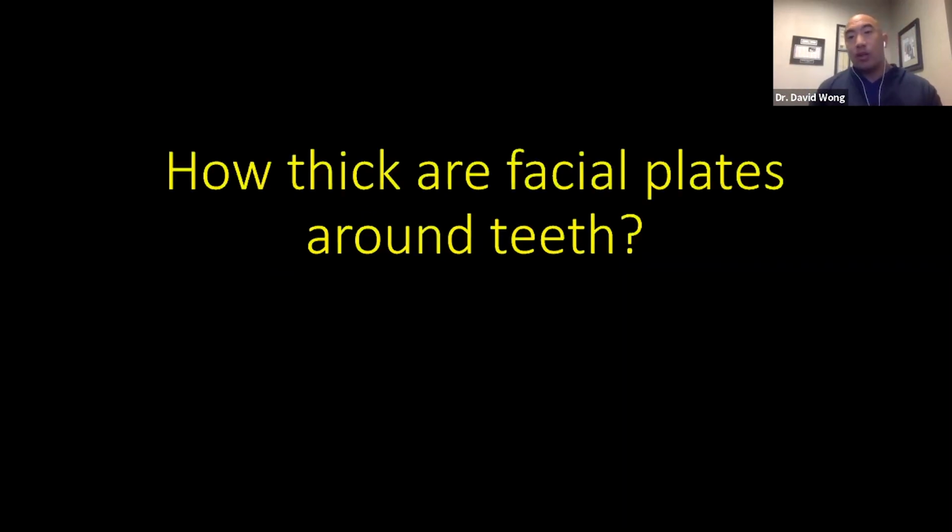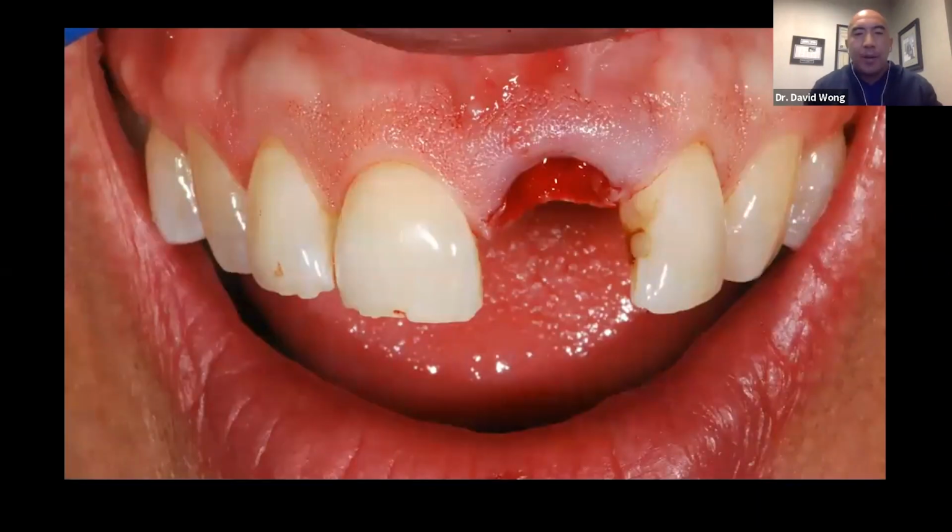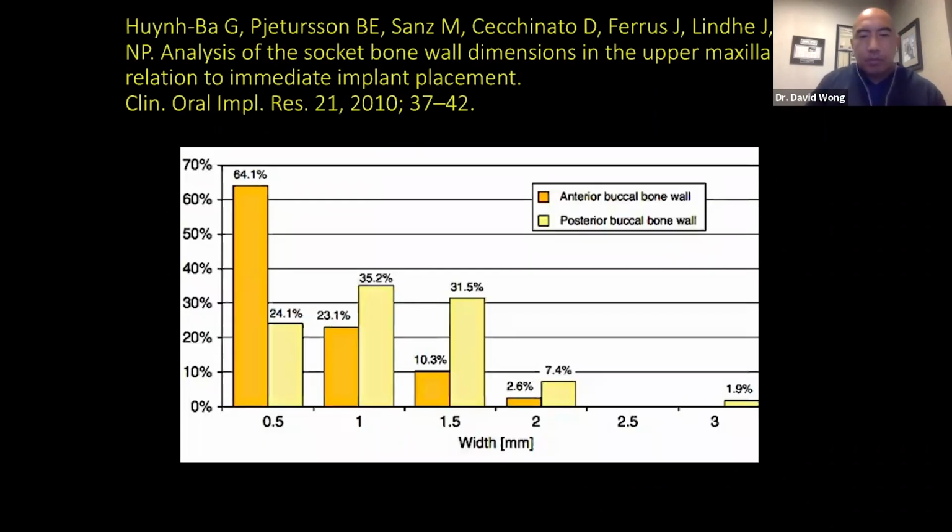The first question, though, the most important question, is going to be, how thick are the facial plates around the teeth? And I say it's the most important question because it's the most important question for most clinicians that are considering immediate implants. We generally want to have a facial plate, right? So when you take out a tooth, how thick is that facial plate?